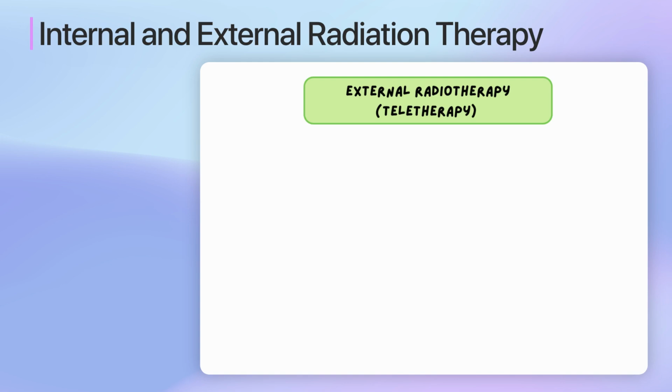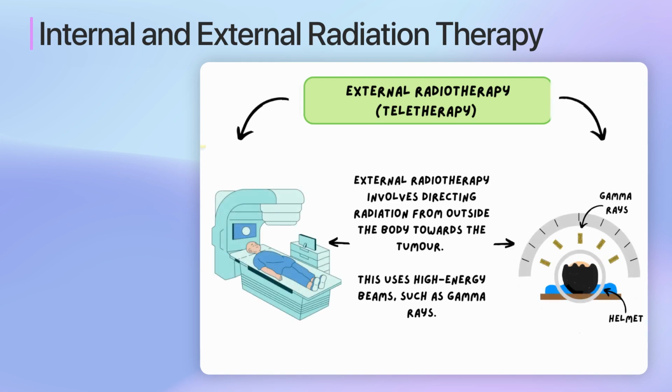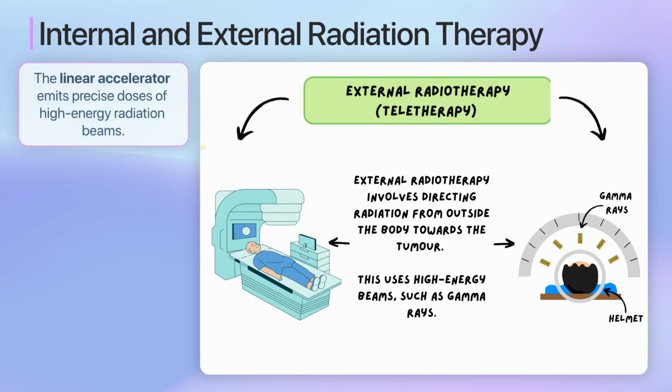The other form of radiotherapy we are going to discuss is external radiotherapy or teletherapy. External radiotherapy involves directing radiation from outside the body towards the tumor. This method employs high-energy beams, such as gamma rays, delivered by a machine called a linear accelerator. The linear accelerator emits precise doses of high-energy radiation beams aimed at the cancerous area. External radiotherapy uses advanced imaging techniques to ensure accurate targeting.